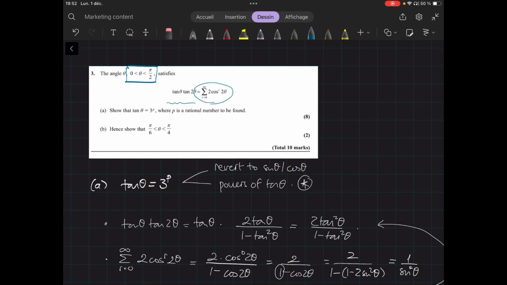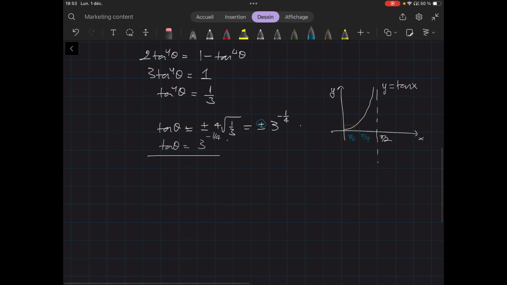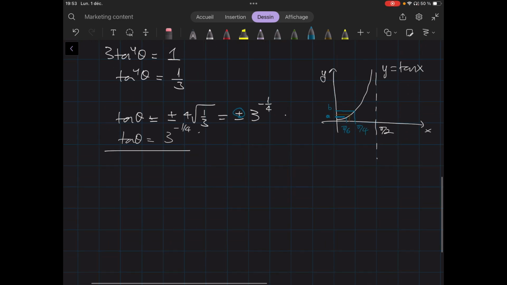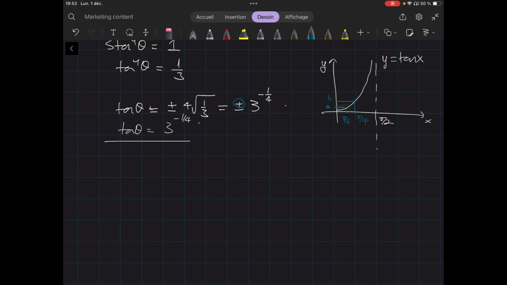In part B, we want to show that pi by 6 is less than theta is less than pi by 4. This means that our root must lie between pi by 6 and pi by 4. However, as y equals tan of x is monotonically increasing, this also means that our value is right between tan of pi by 6 and tan of pi by 4. Tan of pi by 6 is equal to root 3 by 3. Tan of pi by 4 is equal to 1.